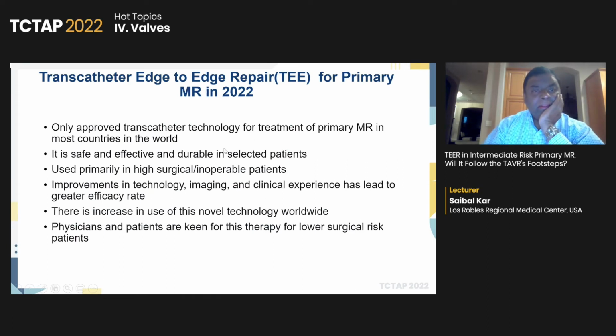Transcatheter edge-to-edge repair at the moment is the only approved technology for the treatment of primary MR in most countries in the world. It is safe, effective, and durable even in selected patients. Used primarily in high surgical risk patients or inoperable patients at the present moment. Improvements of technology, imaging, and clinical experience have led to a greater efficacy rate. There's also an increase in the use of this novel technology worldwide. And physicians and patients are keen for this therapy to go down to lower surgical risk patients.